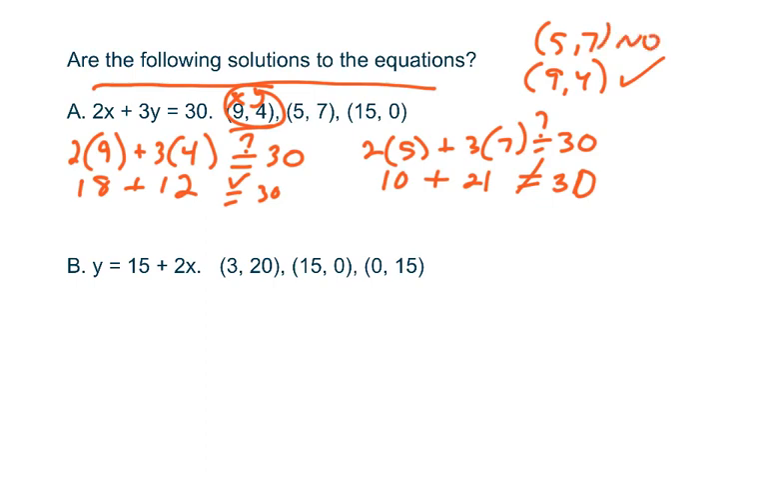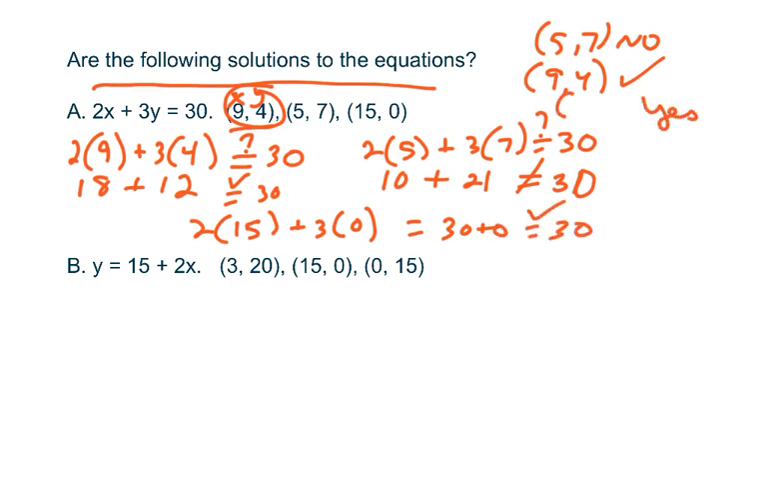And then go ahead and try 15 comma 0. You could pause the video, plug in the numbers, see if it works. And then you get 2 times 15 plus 3 times 0. So that's 30 plus 0 is 30, so it works. So yes, 15 comma 0 is a solution.